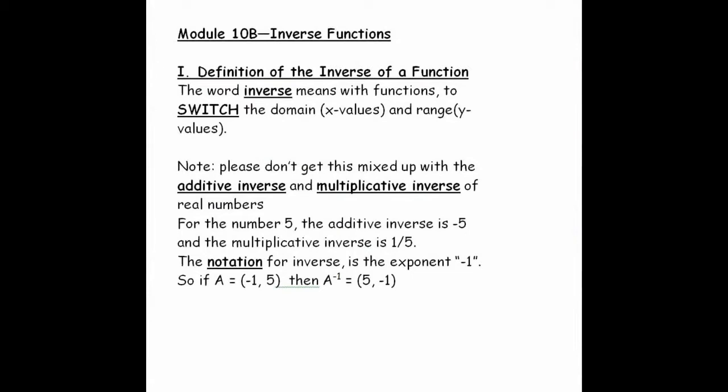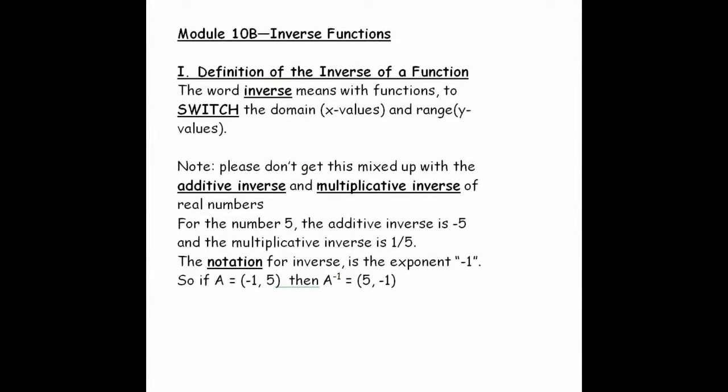Now, when I mean switch their locations, I don't mean make them the opposite. I'm not saying do the additive inverse. I'm not saying make them the opposite sign. I do not mean make them the reciprocal. I'm not saying to make them fractions. In graphing, the word inverse means to physically switch the x value and the y value. Whatever number's in the x spot now is going to go in the y spot.